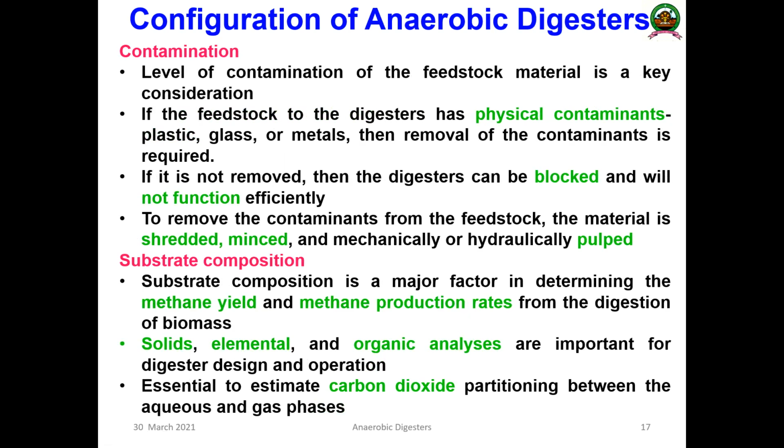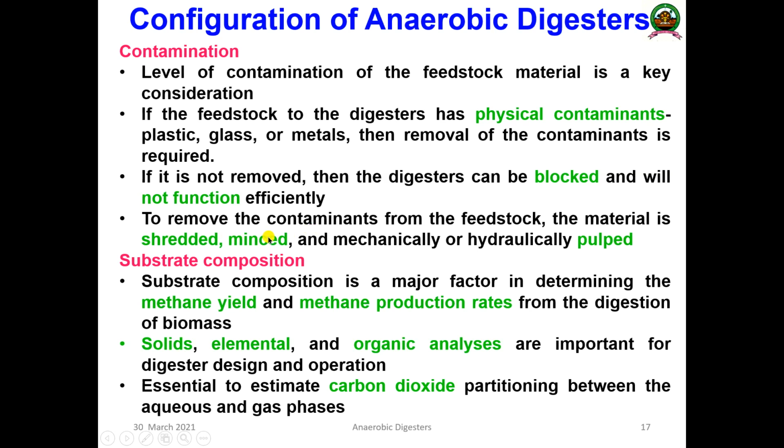Then the next one is the contamination. The level of contamination in the feedstock material is another important problem. If the feedstock has physical contaminants such as plastic, glass, metals, then it should be removed. Otherwise, the digester will be blocked and will not function effectively. The microbial activity will not be attained. So that is another important aspect.